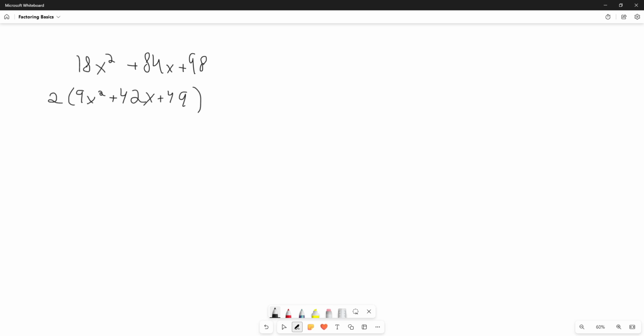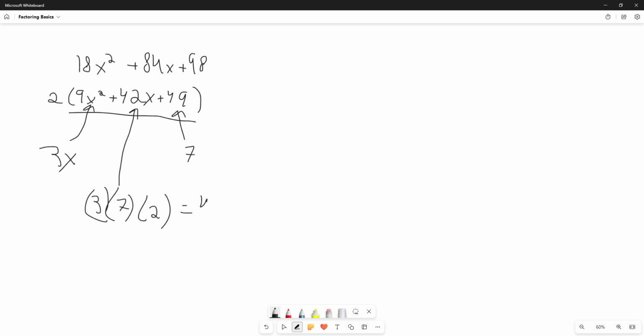Now, inside of this bracket, we have the two perfect squares, 9x squared and 49. The square root of 9x squared is 3x, and for the 49, we have 7. And now let's check the middle term. Does it equal 3 from the 3x, the 7 from the square root of 49, multiplied by 2? And we do see that it equals 42.